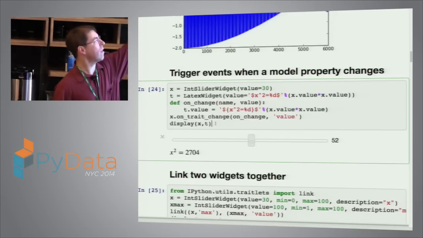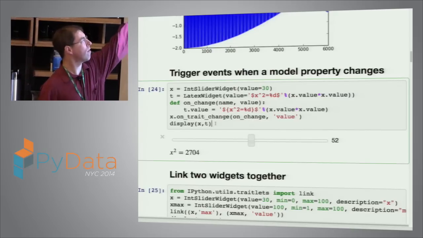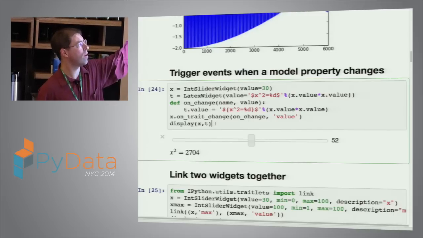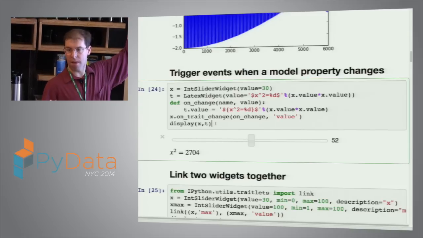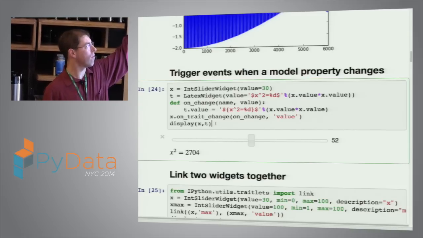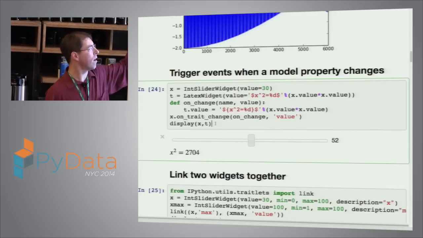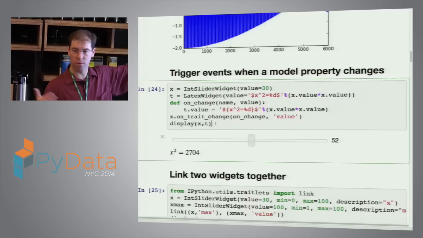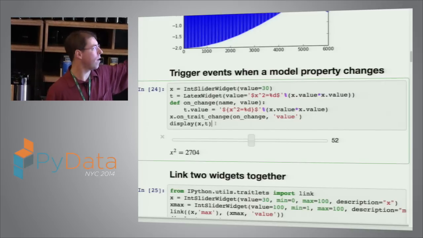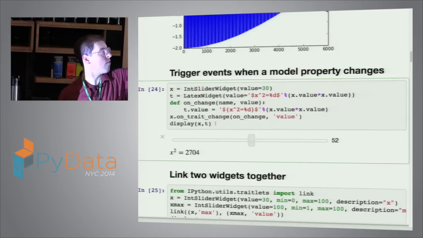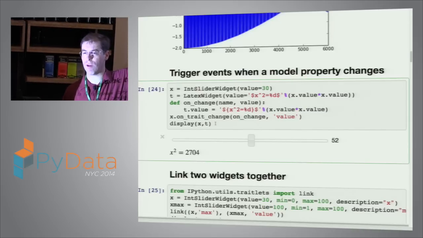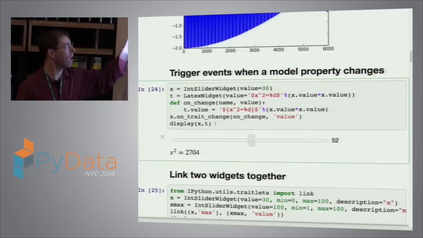And anytime things change for the slider, I want it to reset the value of the text box. And so how do I do that? I define something that will have the effect that I want, here resetting the value of the text box. And then I say this is using the traitlets, which is modeled after the Enthought traits. x.on_trait_change, I'm going to execute this function when x's value parameter changes. And then I display it.